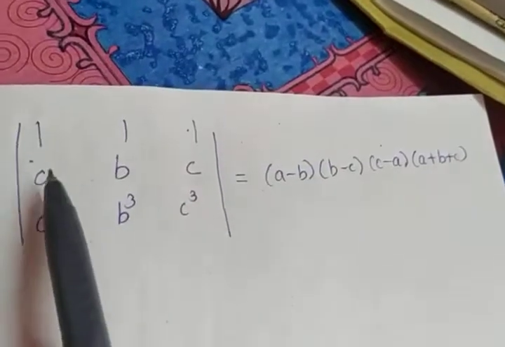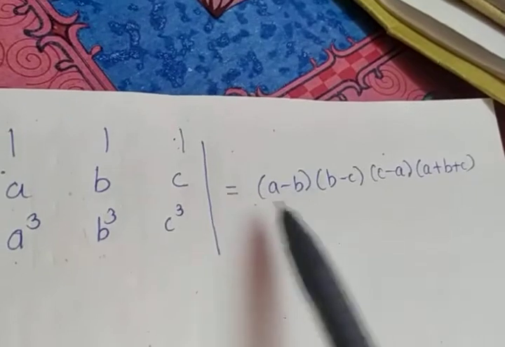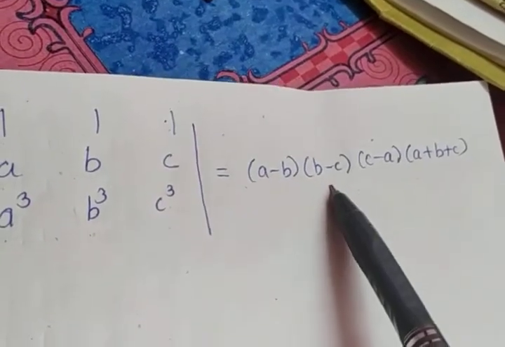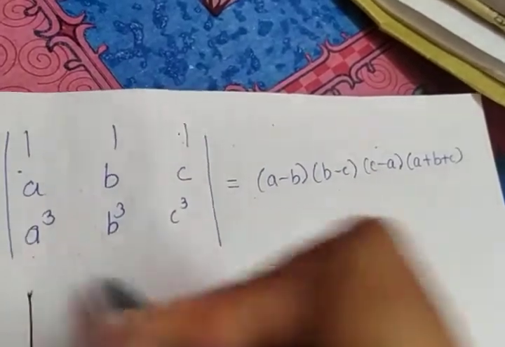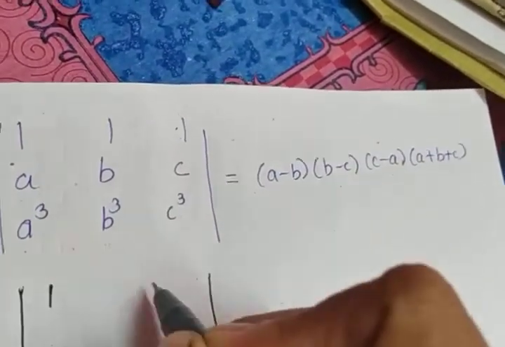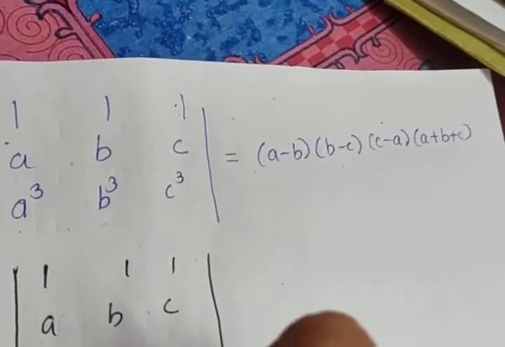So the next question is to prove that the determinant with rows 1, 1, 1; a, b, c; a cube, b cube, c cube is equal to (a minus b)(b minus c)(c minus a)(a plus b plus c). So we will take the LHS: determinant 1, 1, 1, a, b, c, a cube, b cube, c cube.